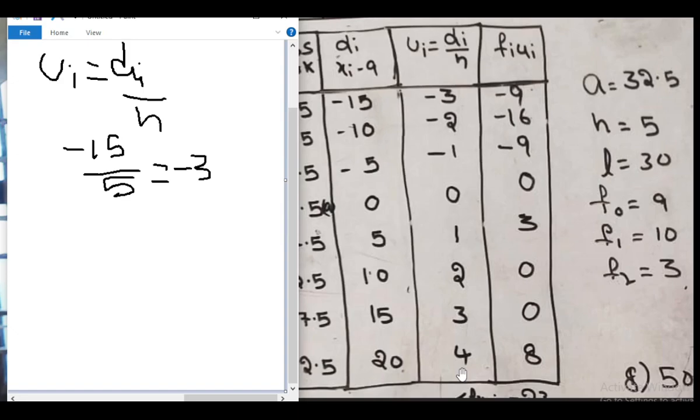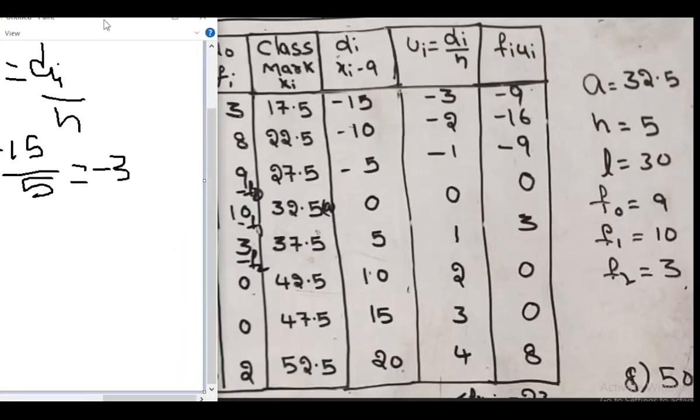After getting the step deviation, we have to find the fi ui value, because the solution requires the fi ui value. fi ui indicates the product of frequency and step deviation. If we observe the step deviation values, they are very small in size. By using these step deviation values and the frequency values, we find the product fi ui.